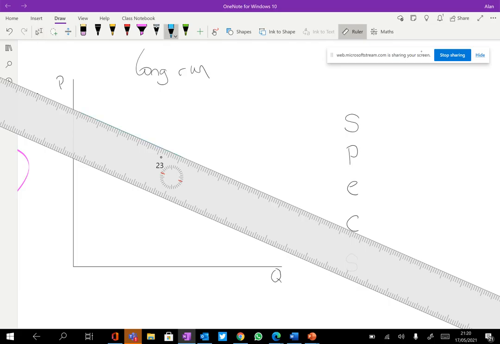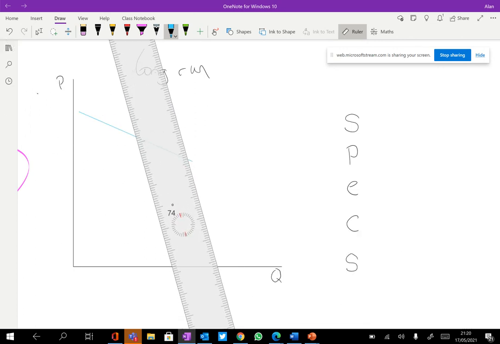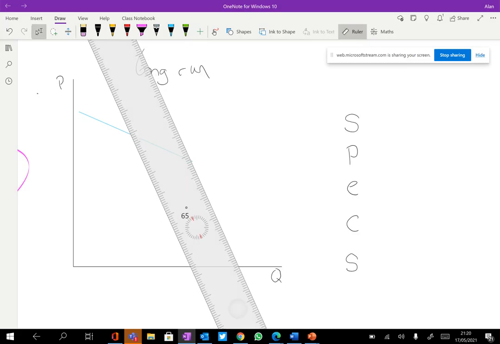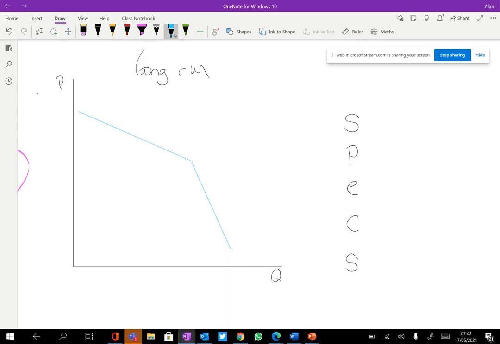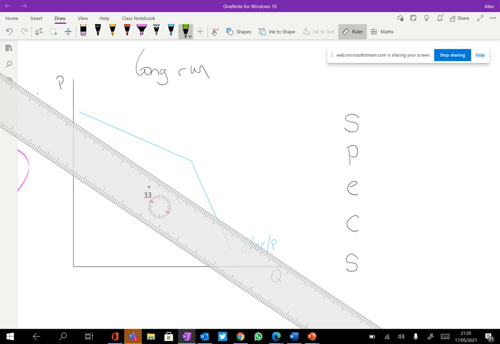And then what happens, of course, is we go from elastic to inelastic. And when we go to inelastic, we have to draw this about here. So this right here is going to be our demand curve. It's also our average revenue curve. It's also our price curve. With any demand curve, we also need to draw our marginal revenue curve.